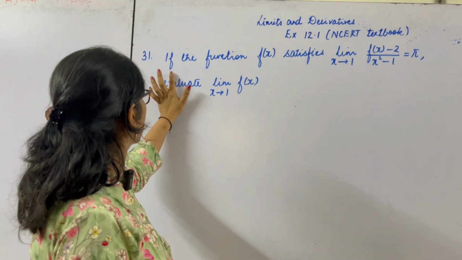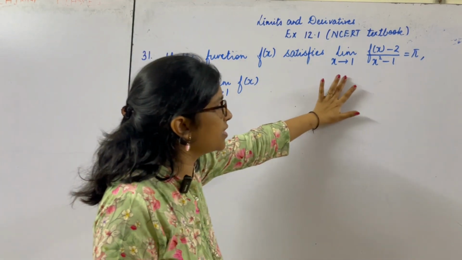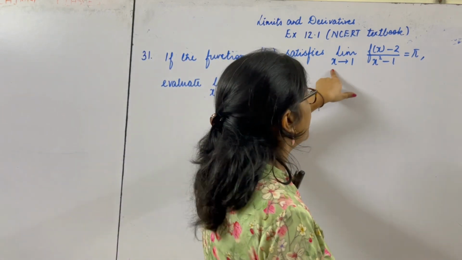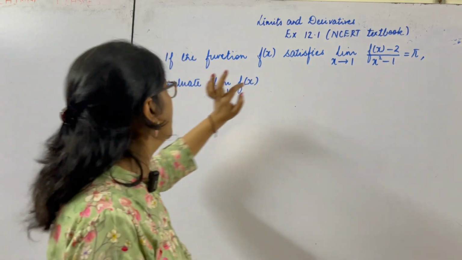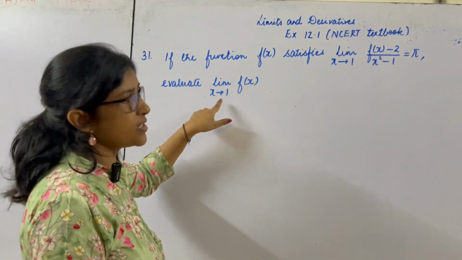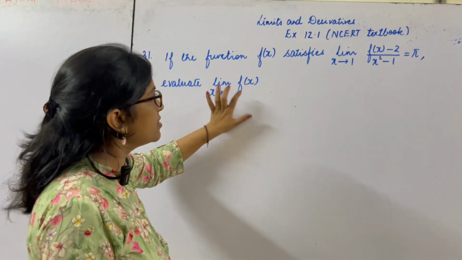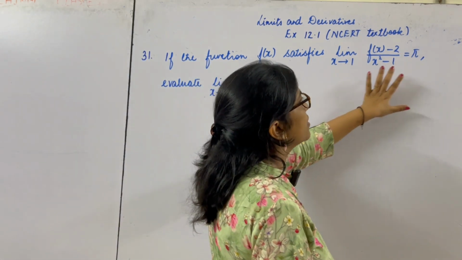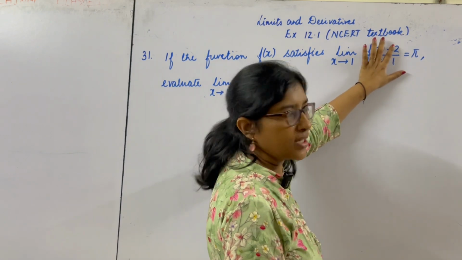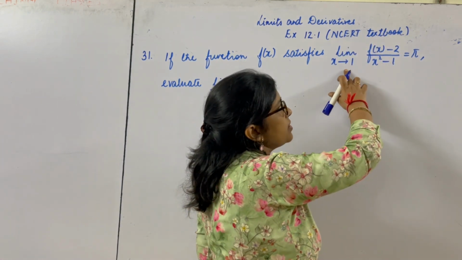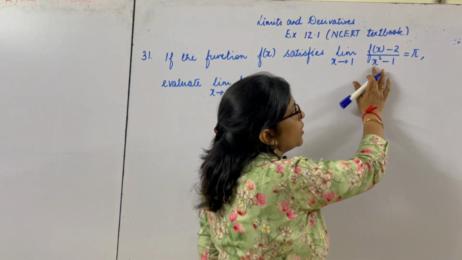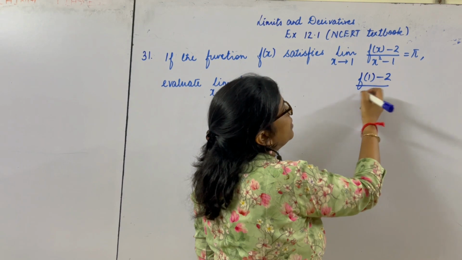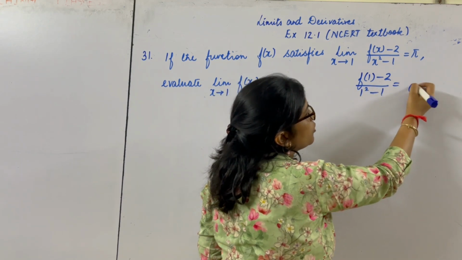Okay, to the 31st question. If the function f(x) satisfies the limit of (f(x) minus 2) upon (x square minus 1) when x tends to 1 is given as pi, we have to find the limiting value of f(x) at 1. Now, to find this, we first have to find f(x). So, going to this part of the question where we are told that the limit exists, and if the limit exists, let's substitute 1 and see. When you substitute 1 in place of x, we find that the denominator is 0.